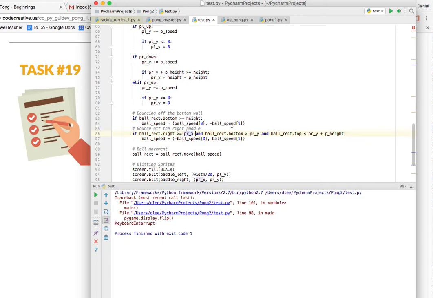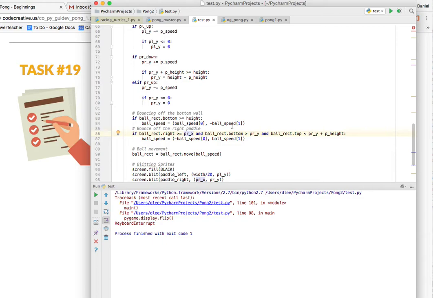So I'm going to say here, if the right side of the ball, and you need to visualize this, draw a picture if you need to. I sure do, to make sure I get everything correct. But I've done it so many times I don't need to draw a picture anymore. But just reference the video on task number 18.